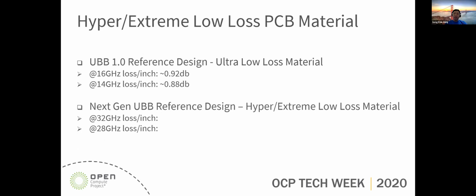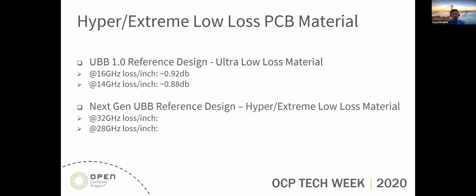So talking about the PCB material, if you look at the 56 gig PAM4 on the UBB 1.0, we are using the ultra low loss material, and the loss budget for the SerDes or the PCIe. Right now we are looking at 14 gigahertz. The loss per inch is like 0.88 dB.